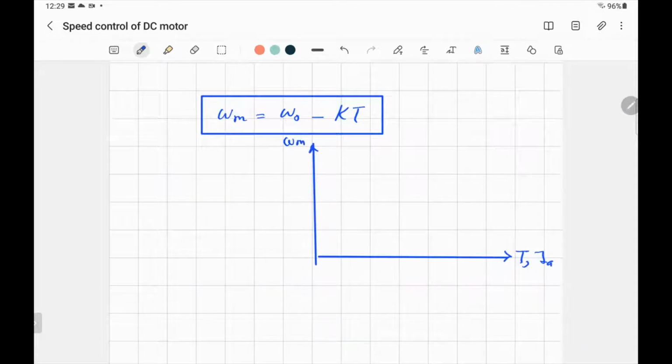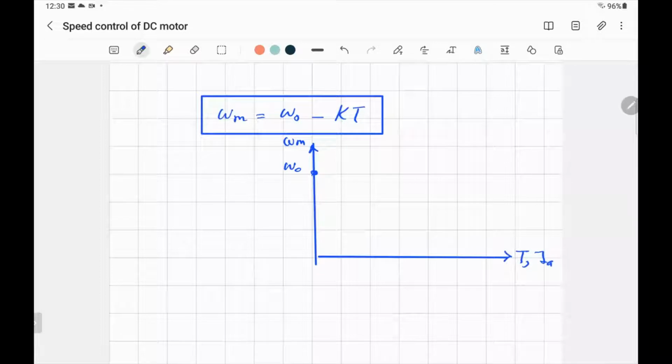What happens when T equals 0? When the torque is 0, it means you don't load the motor on the shaft. The shaft is just running free. What's omega m equal? Omega naught. So it will be here, omega naught. That's why I call this constant omega naught: the no load speed. That's the speed of the DC motor when there is no load.